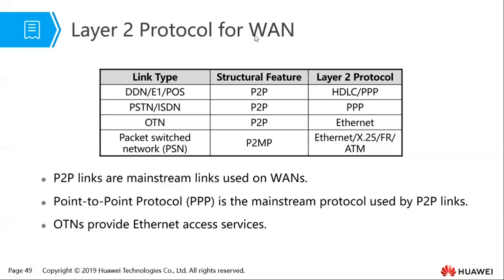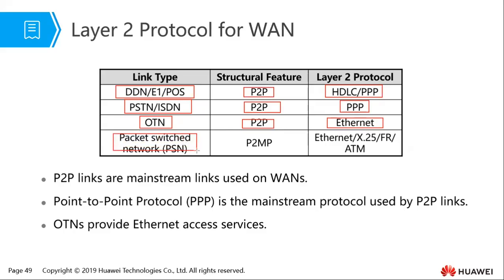So the layer 2 protocols that are used to interconnect you via the WAN: when you're using POS, DDN, or E1, then normally it's a point-to-point connection, and the protocols you can configure are HDLC or PPP. When you're using the traditional telephone lines, interconnection is point-to-point. You can only use the PPP protocol. When you're using optical transport network, then P2P again, the protocol is Ethernet here.